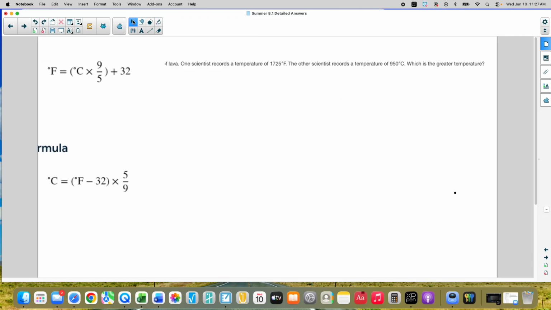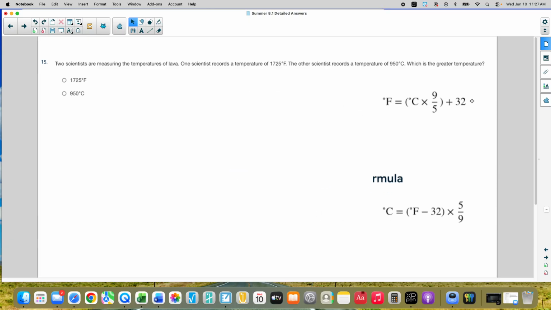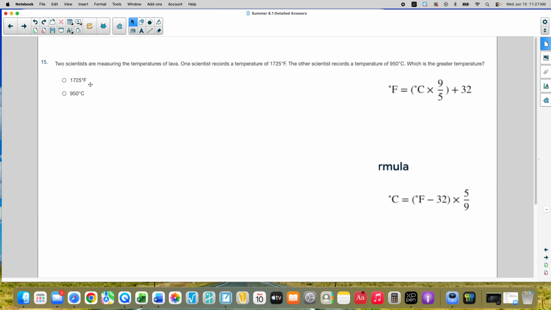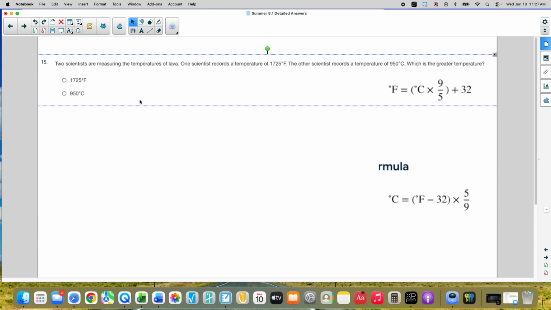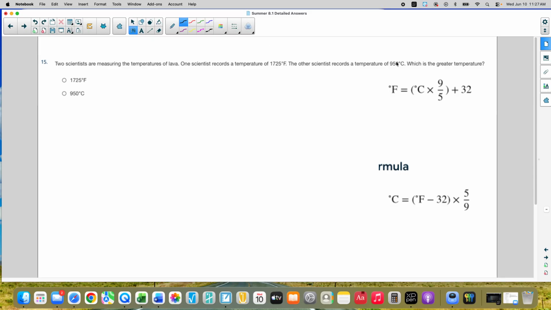This is a little tricky. Even though they give us the two equations, they give us two different ones. Okay. Oh, no, they give us which. Okay, I got it. They said which one. Is it the Fahrenheit or the Celsius? So I'm going to take this Celsius and I'm going to convert it to Fahrenheit. So Fahrenheit equals my Celsius degree, which is 950 times 9/5 plus 32.